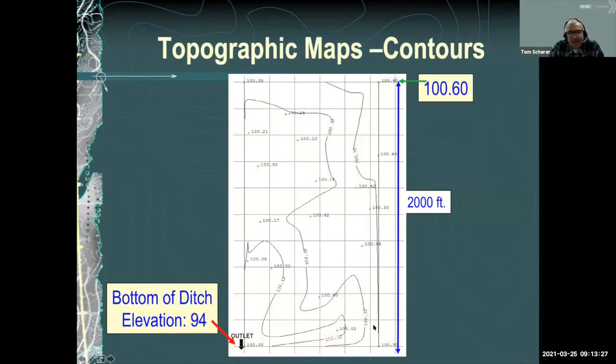So in this case, this is a Red River Valley field, hardly any slope at all, 2000 feet. You can see it's at 10.6 there, 10 there. So you got about a 6/10 of a foot drop across this field and the outlet's over here. And there's a ditch there and note, and you measure the bottom elevation so you know how much of a depth you got to work with if you're going to put a system on here.